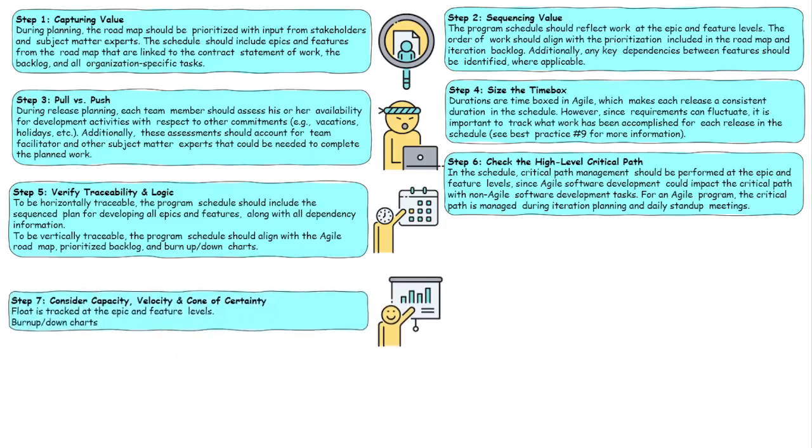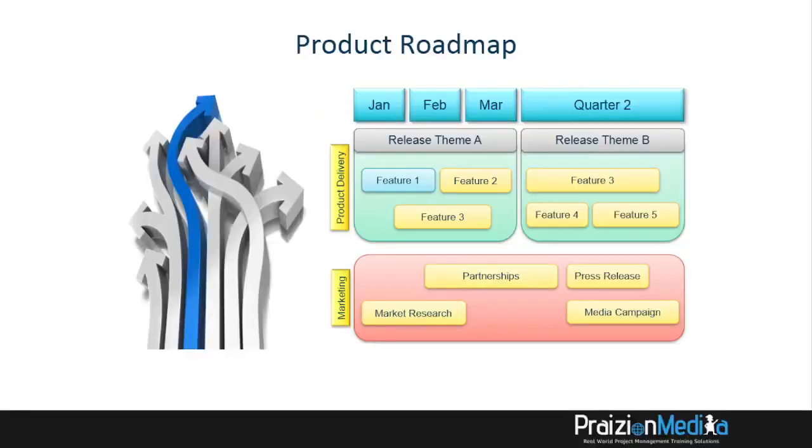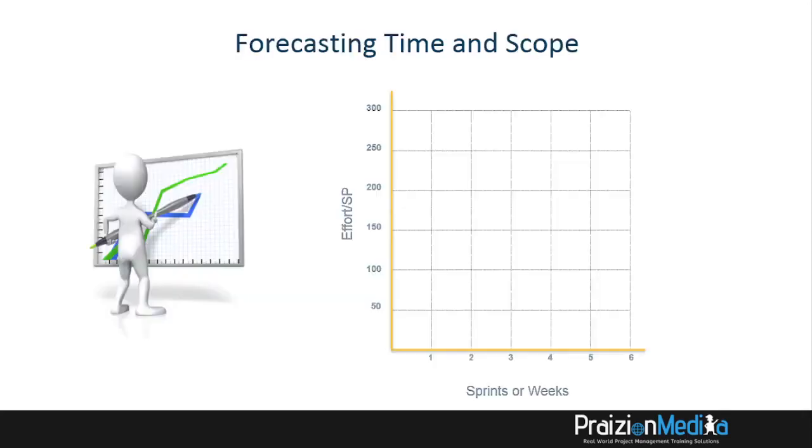Number 7, consider capacity, velocity, and the cone of uncertainty. What exactly is capacity? It's the capacity of the team to take in work. What is velocity? It's the number of story points that a team gets done within an iteration. And what is the cone of uncertainty? The cone of uncertainty is the band of possibilities that you can use to predict what happens in an Agile setting. So let me show you a very quick example of the cone of uncertainty.